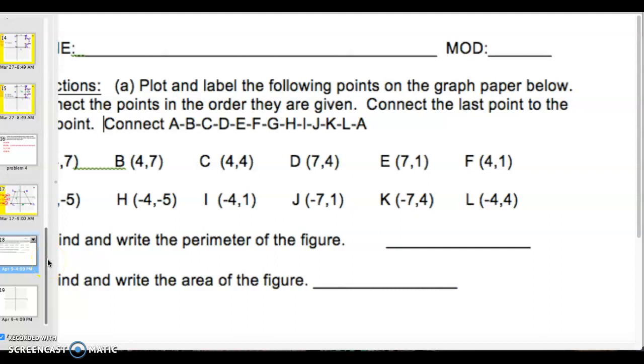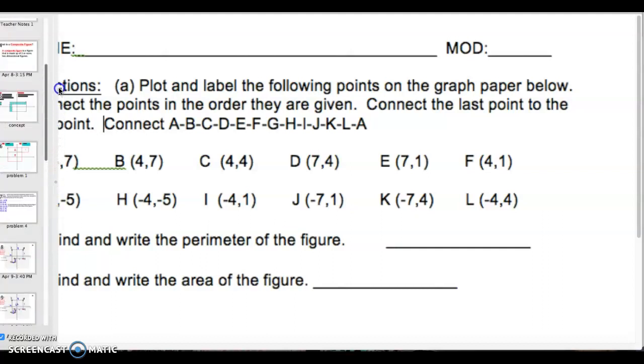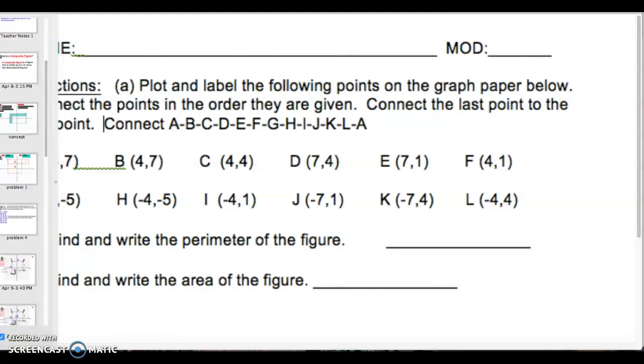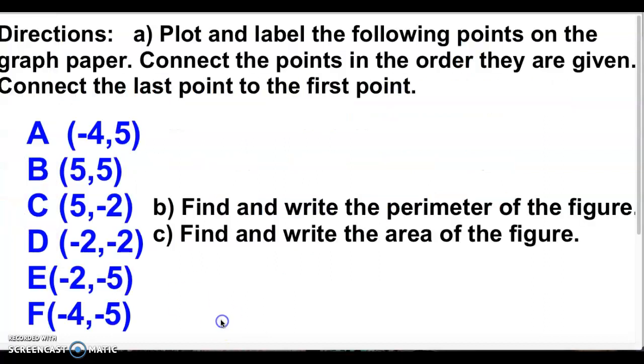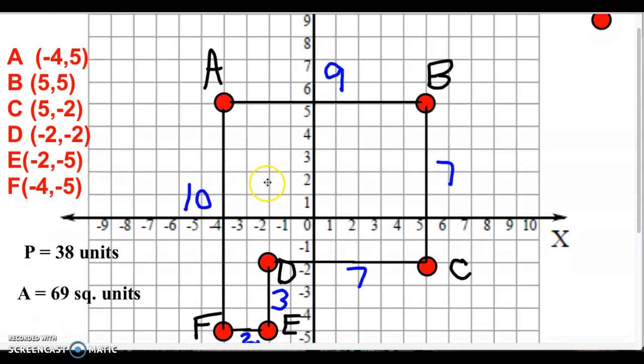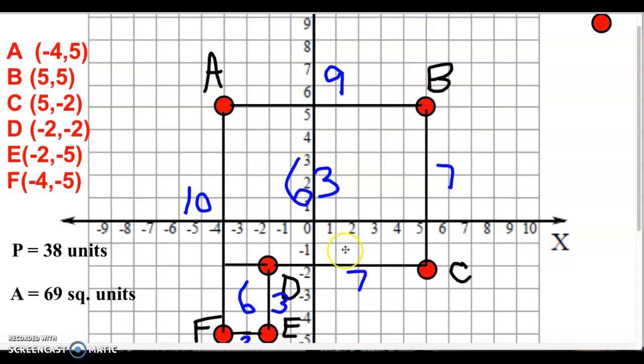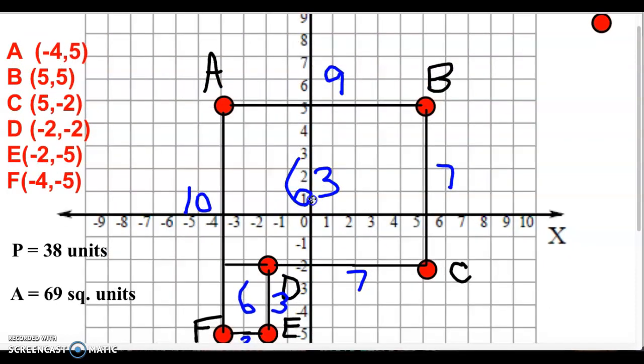All right, boys and girls, feel free to go back to any problem you want. I'm going to do a quick review. What we did was we plotted the points and labeled them. Labeling them helps you to find mistakes. And then I plotted them, labeled them, found the area and perimeter by finding the units all around for the perimeter, and then separating it into different figures to find the area and adding those areas together.